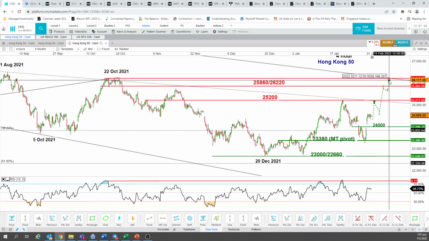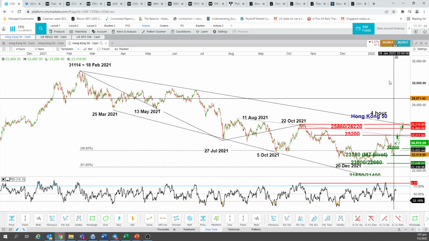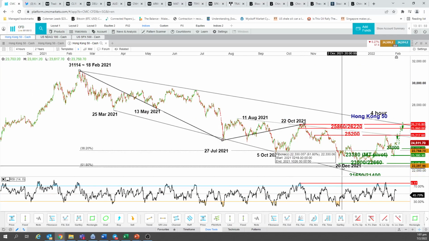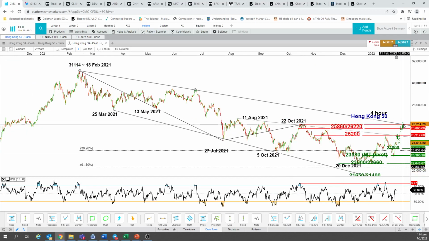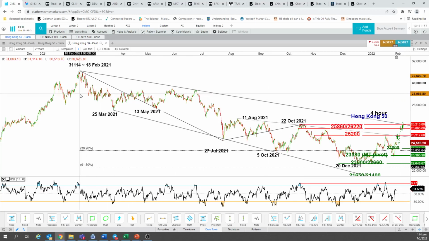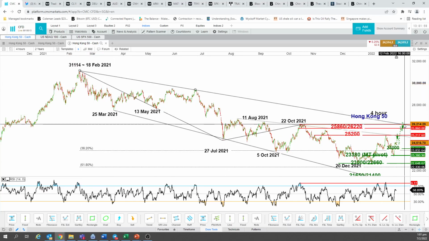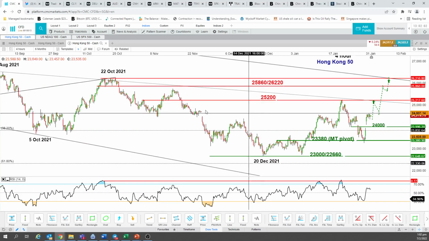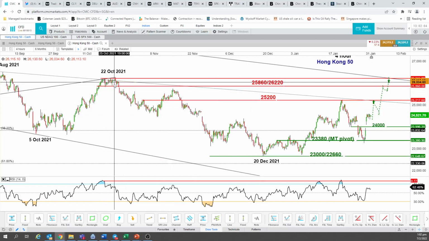So this major resistance, graphically, what's this level? It's actually this expanding wedge range upper boundary resistance that is in place since the 52-week high of 18th of Feb 2021. Okay, so this is pretty key graphically, and also this swing high area of 27 October 2021.